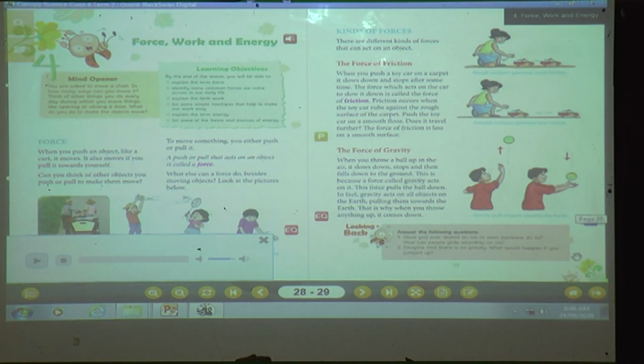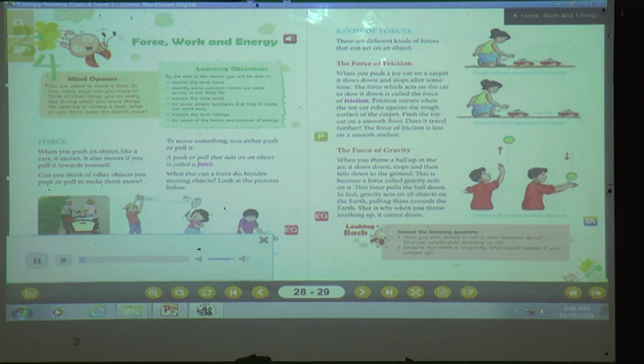Now we will read our lesson. Open your Canopy book, page number 28. Work and energy. Learning objectives. By the end of the lesson, you will be able to explain the term force, identify some common forces we come across in our daily life, explain the term work, list some simple machines that help to make our work easy, explain the term energy, list some of the forms and sources of energy.